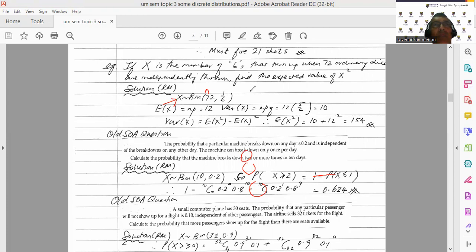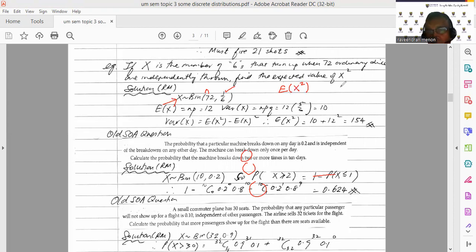So you have 1, 2, 3, 4, 5, 6. So the probability of a 6 is what? 1 over 6. Done. Then the rest is easy. You are asked to find the expected value of X squared. So all you need to do is what?